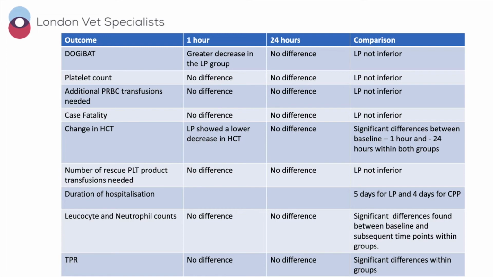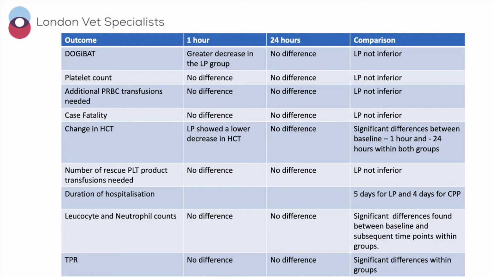So interestingly, with doggy bag scoring, there was a greater decrease in the LP group between time 0 and 1 hour after LP administration when compared to the CP group, but there was no difference between either group at 24 hours. And it was concluded that the LP product was not inferior compared to CPP in terms of doggy bag score. And in platelet counts, no difference was seen at either 1 hour or 24 hours post product administration between either group, although there were differences seen within the groups. And then there was no difference in case fatality between either group.